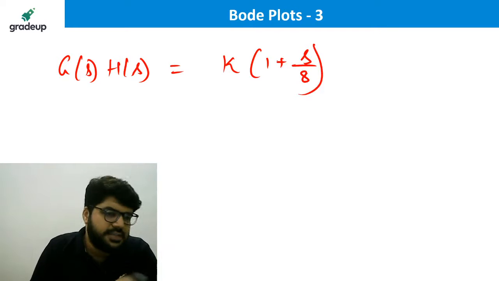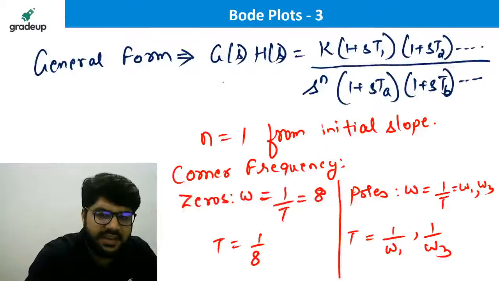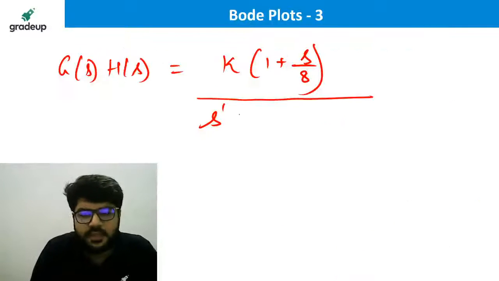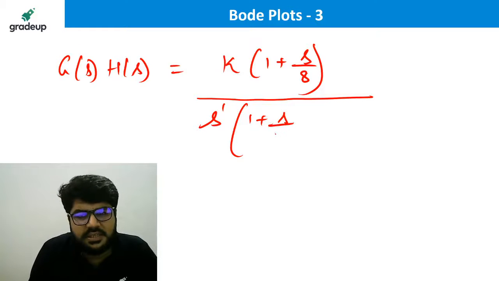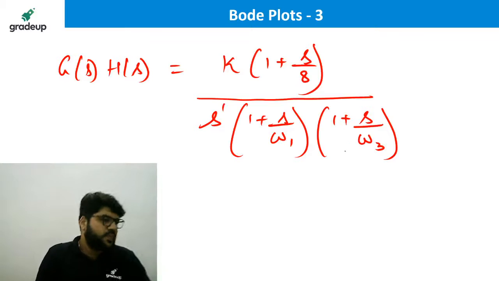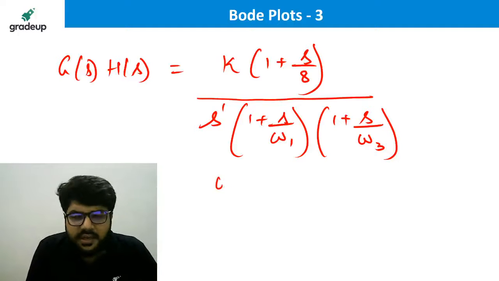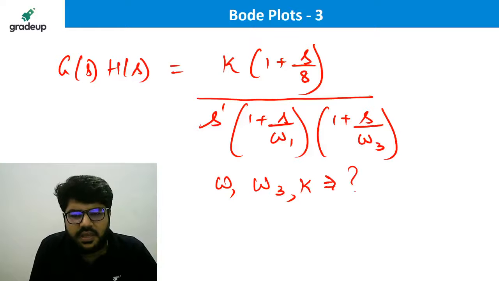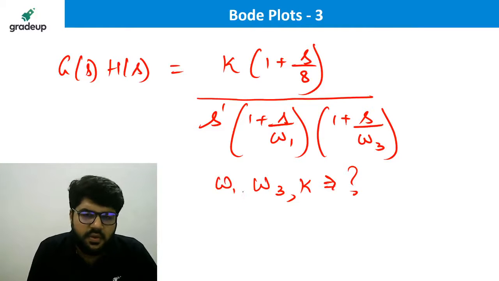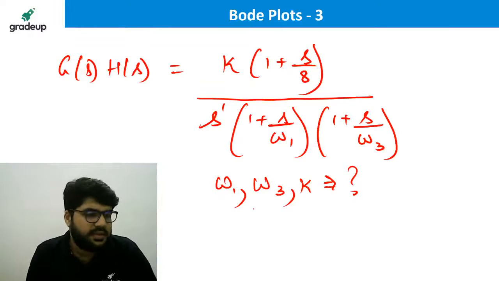That is divided by s raised to the power n, or s power 1, since I've got the value of n. And then there are two poles, 1 plus s by omega 1, 1 plus s by omega 3. This is the rough structure, so I've got at least some things. Now, what else is required? Omega 1, omega 3 and the value of k. That is what we require. Got it?